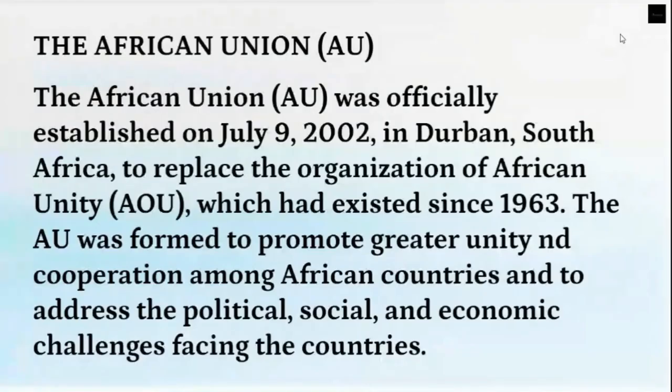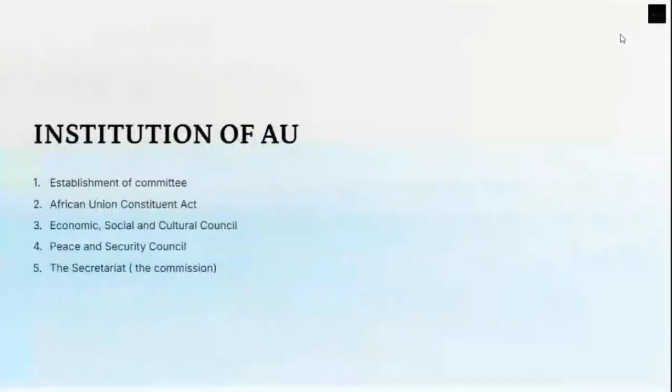Now, just the way we have the organs of ECOWAS, we also have the institutions of the AU. The establishment of committees is at the institution level, and we have the organizations and the organs too.